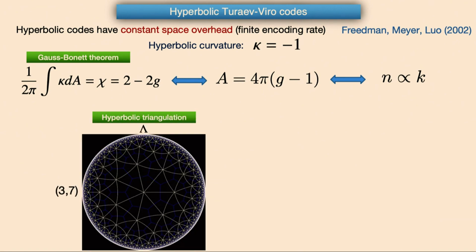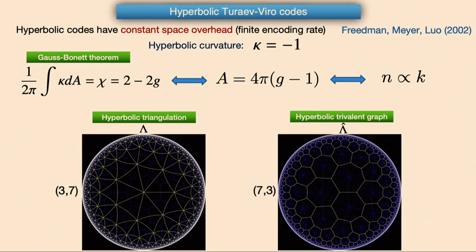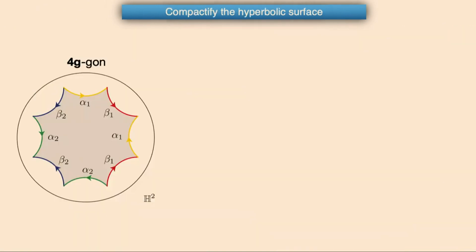One can also define the Turaev-Viro code on the hyperbolic surface with a hyperbolic triangulation. And also there, one can write down the Levin-Wen Hamiltonian on the hyperbolic trivalent graph, which is the dual graph of this picture.